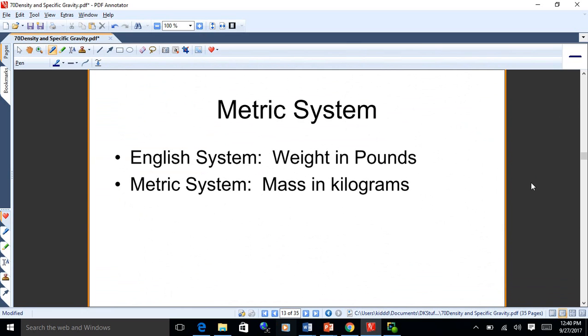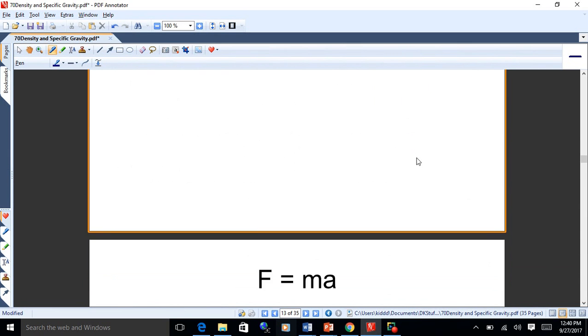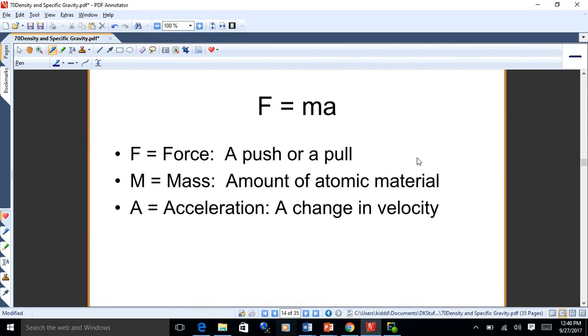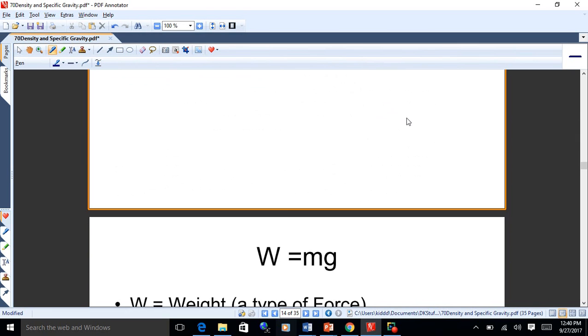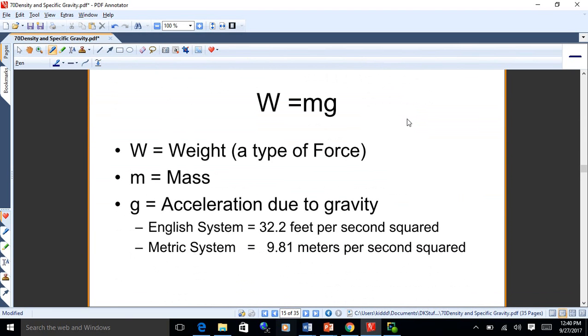In the English system, we use weight in pounds, but in the metric system we typically use mass in kilograms. Weight and mass are similar, but slightly different. There's a basic physics equation that relates these things: force equals mass times acceleration. What we use is weight, which is a type of force: mass times the acceleration due to gravity.